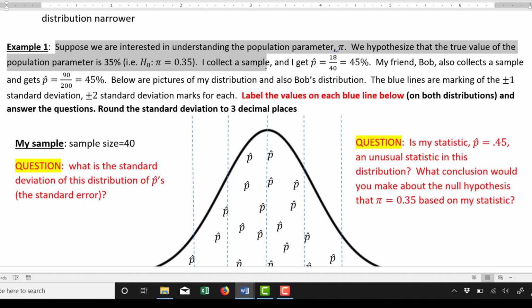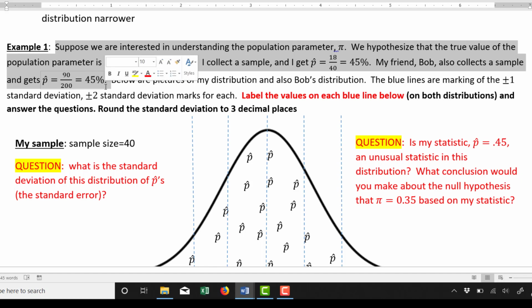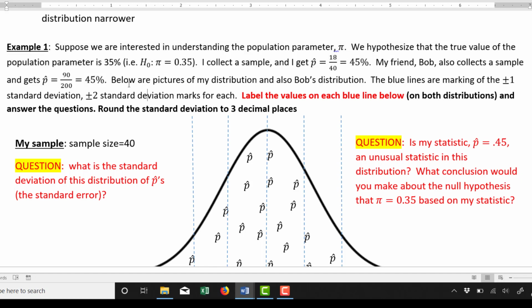I collect a sample. My sample statistic is p hat equals 18 out of 40, so 45% success. My friend Bob also collects a sample, and Bob gets a sample statistic of p hat equals 90 out of 200, which is also 45%. Now I'm just going to stop for a second here in my reading and look at that. Notice Bob and I both have a p hat equal to 45%.